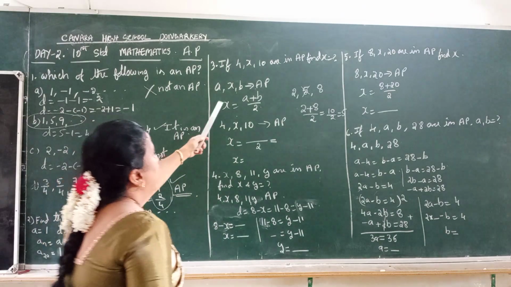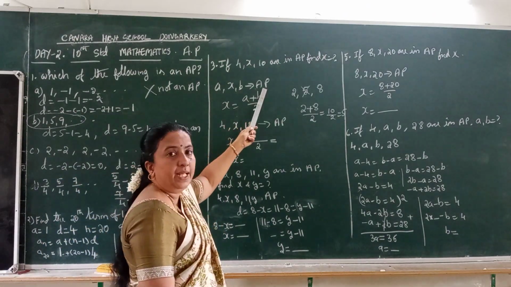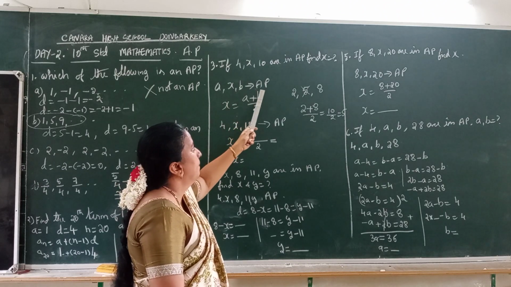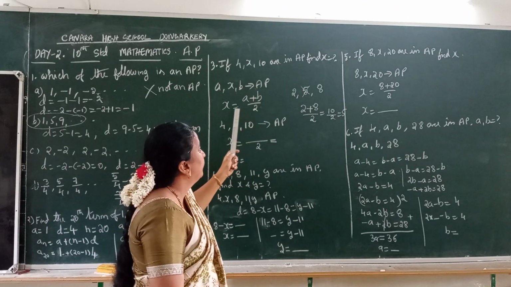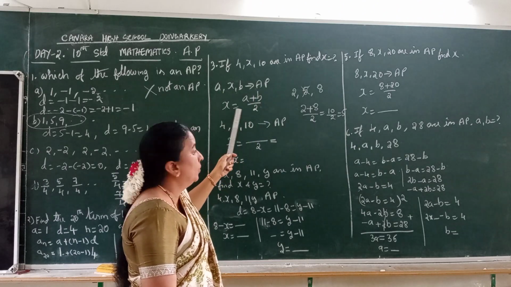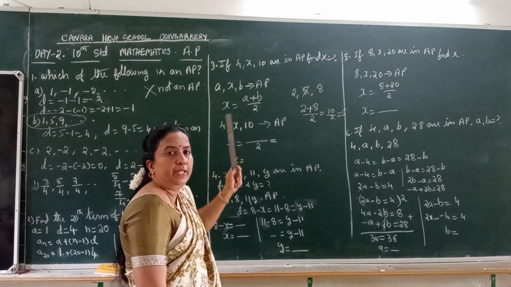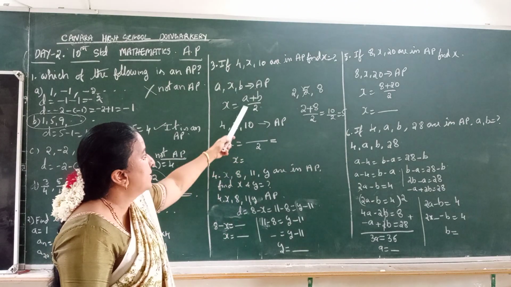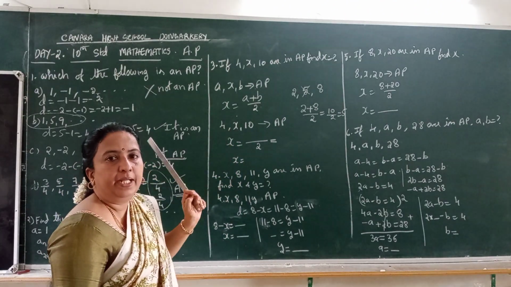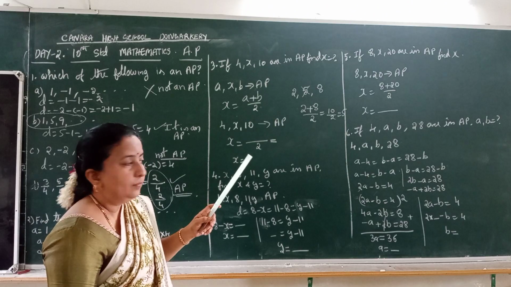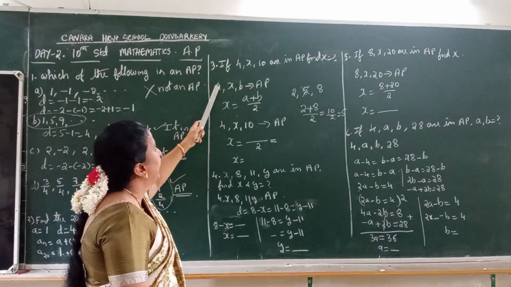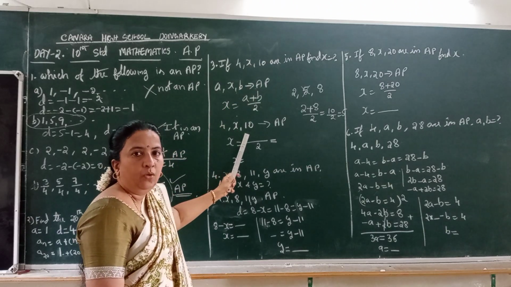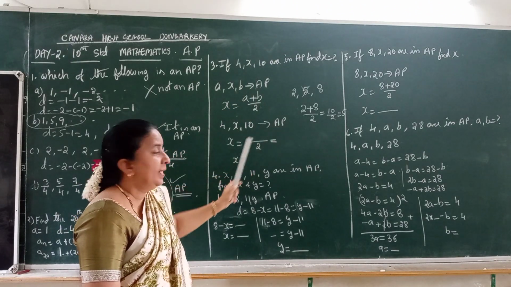Okay. Let us write, if a, x, b are in AP, x is equal to a plus b divided by 2. Same way, in place of a 4, in place of b 10. 4, x, 10 are in AP.